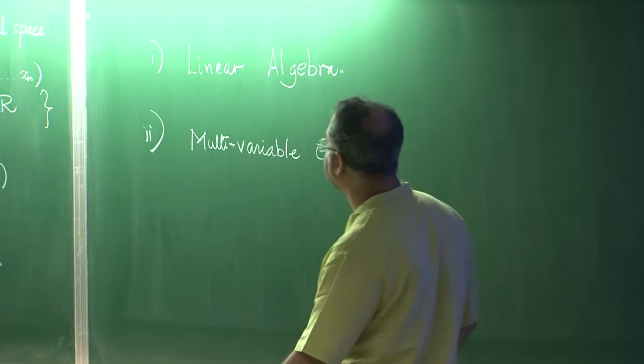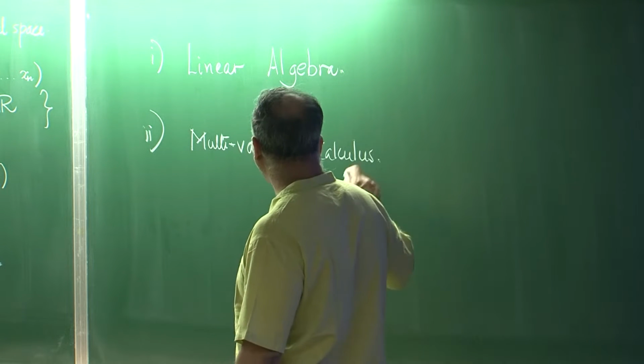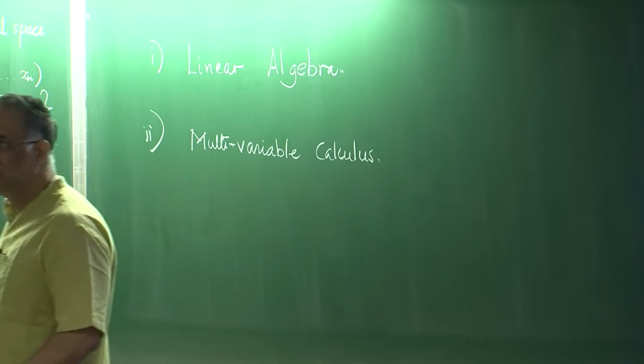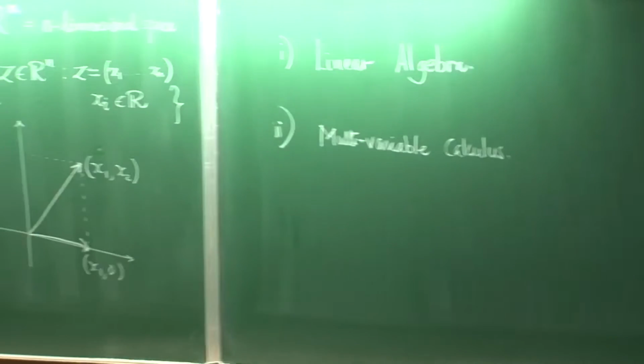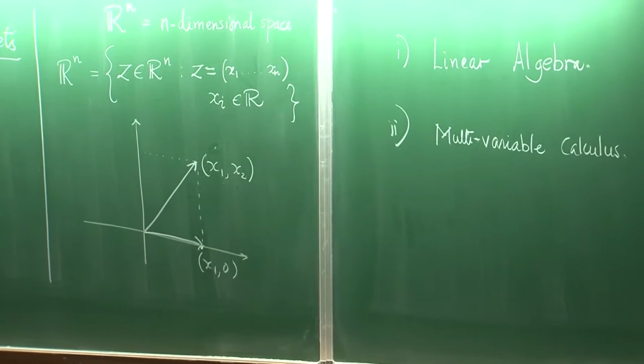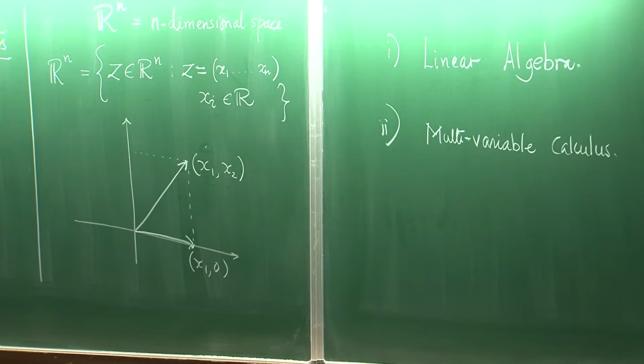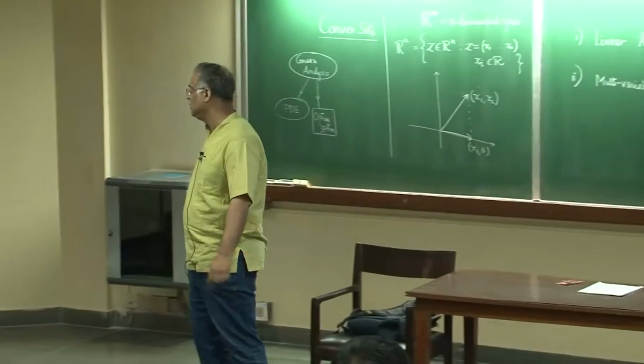Multivariable calculus is the calculus of more than one variable. The calculus that you learn at school, even in the beginning of college, is just one variable.